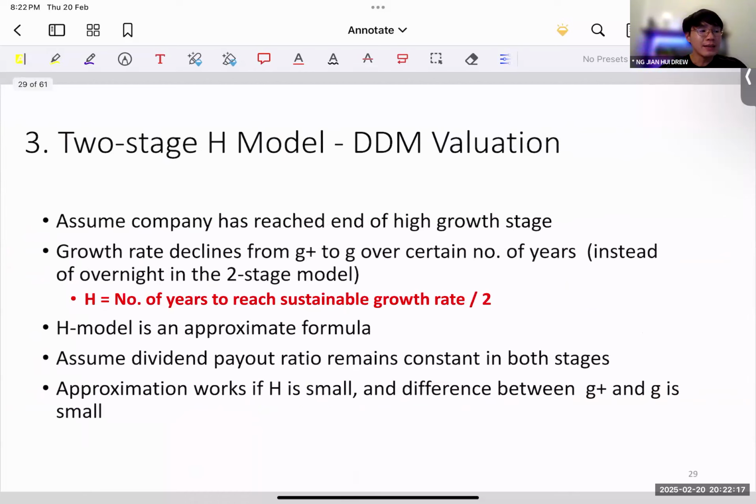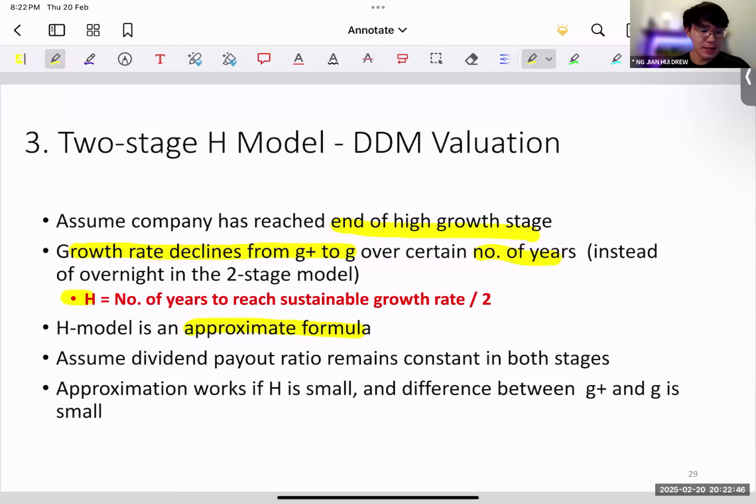So, having understood some of the downsides, let's see how we can use the H model, where we will have a gradual decline in the growth. Again, it assumes a high growth and a low growth. There's going to be a decline of the growth from GS to GL over a certain number of years.